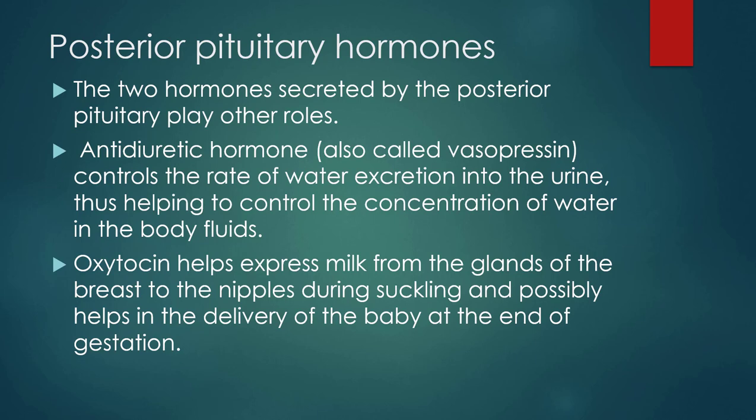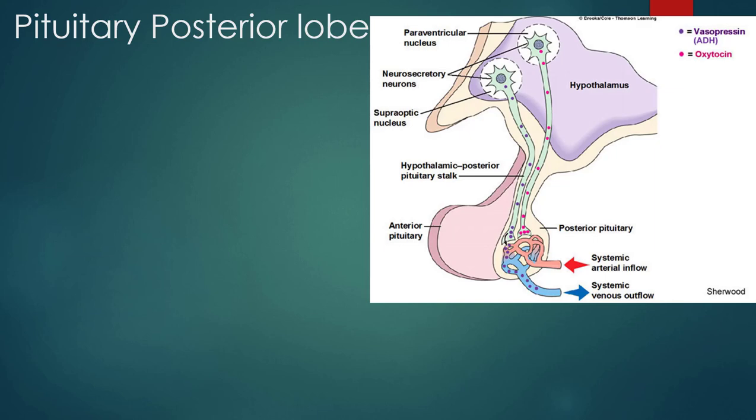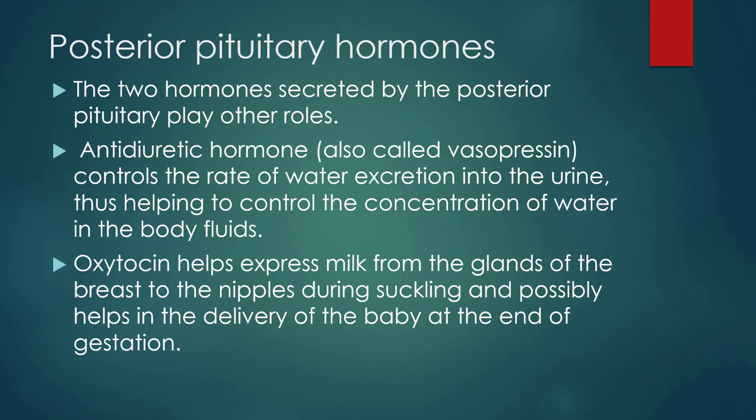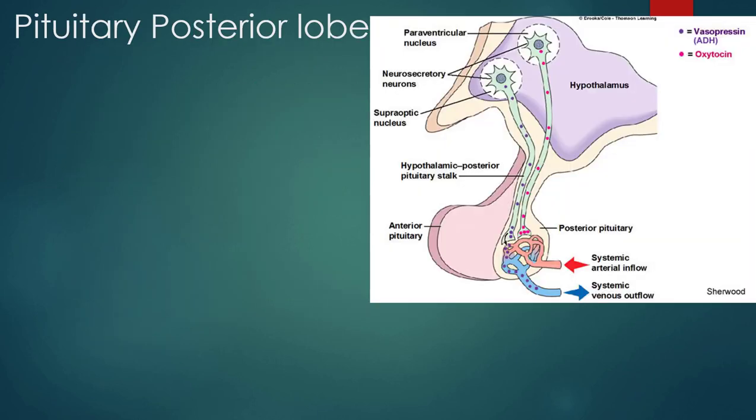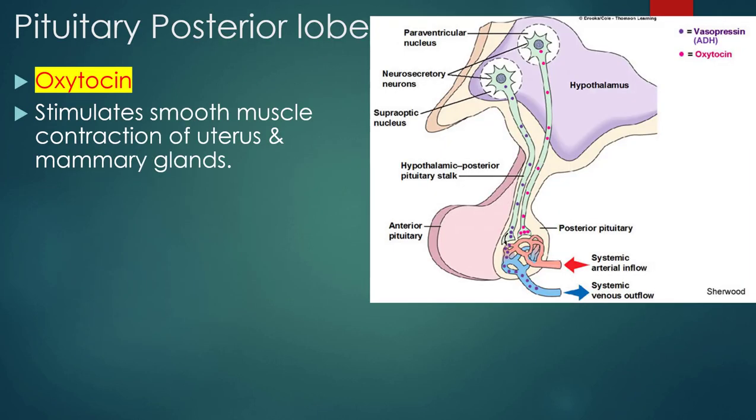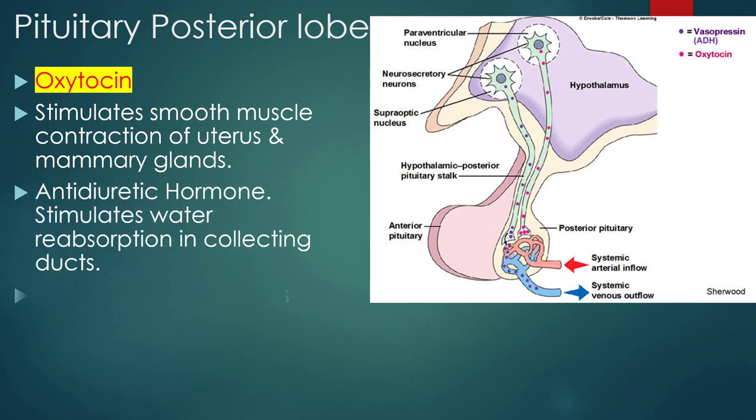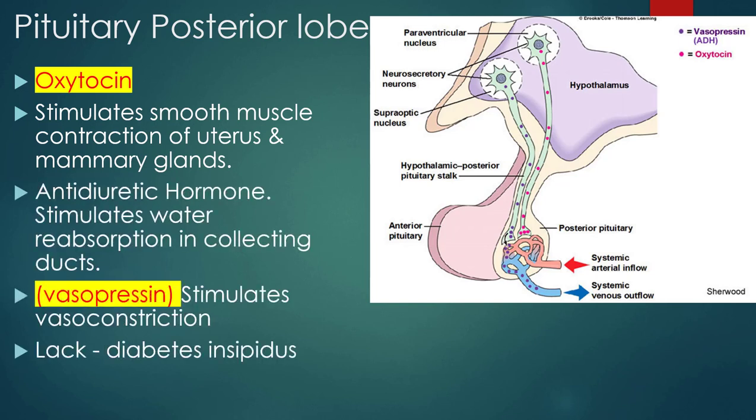It also acts on the muscle, contracts them, and helps in delivery. Posterior pituitary lobe: oxytocin stimulates smooth muscle contraction of the uterus and mammary gland. Antidiuretic hormone stimulates water reabsorption in the collecting tubules, and vasopressin stimulates vasoconstriction. Lack of this causes diabetes insipidus.